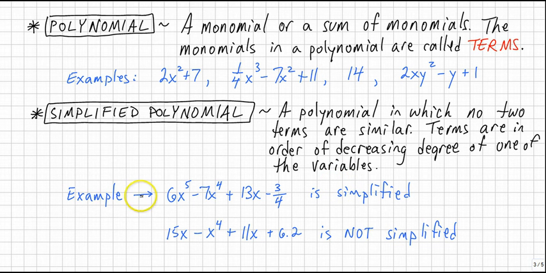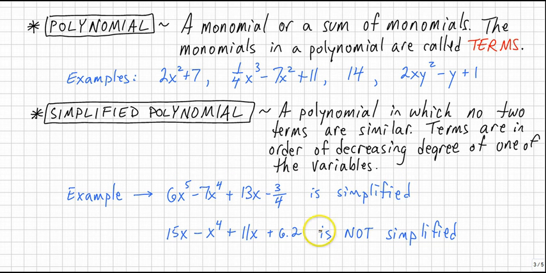So for example, 6x to the fifth, negative 7x to the fourth, plus 13x minus 3/4. So that's a polynomial. Well, you have degree 5, degree 4, degree 1, degree 0, so none of them are similar, and the degrees are in decreasing order, so 5, 4, 1, 0. So we would say that's simplified.